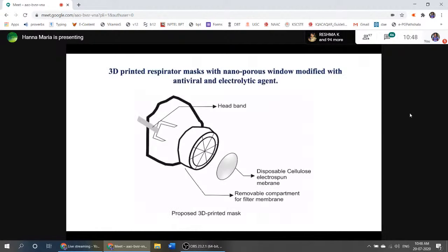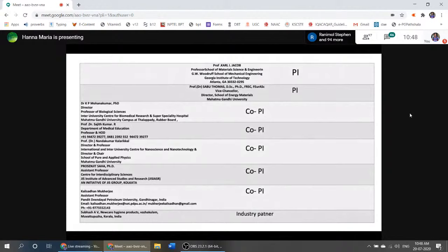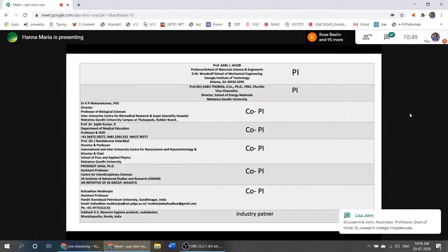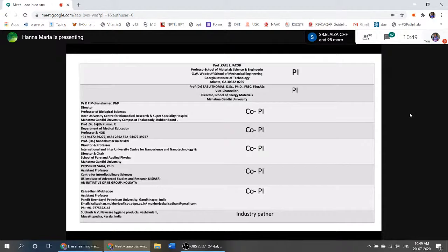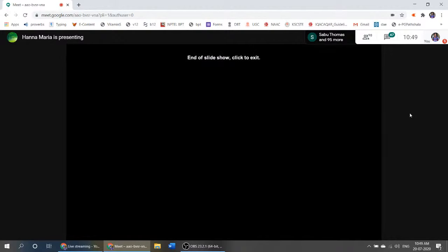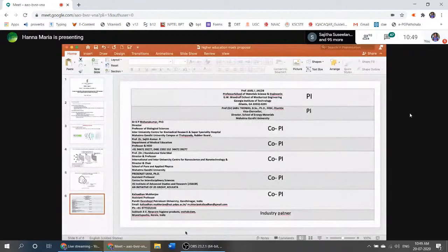And the next slide will show you the totality of the mask design. You see our collaborators, Professor Mohan Kumar, the director of our own center, myself and Professor Carl Jacob from the US, the PIs, Sajid Kumar from Medical College Kottayam, co-PI, Nandakumar, my colleague in the university, co-PI, Prasanjit Saha from Calcutta, co-PI, Professor Mukherjee from Gandhinagar, Gujarat, another co-PI, and we have an industrial partner. If the technology is developed, the industrial partner from Kerala is going to manufacture this mask in bulk quantity. So we need to make such big teams for submitting huge interdisciplinary projects.